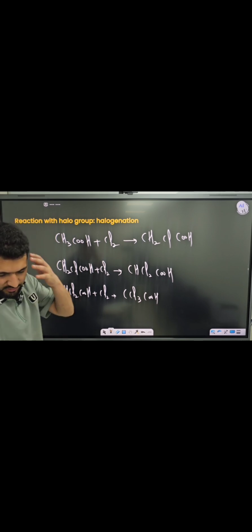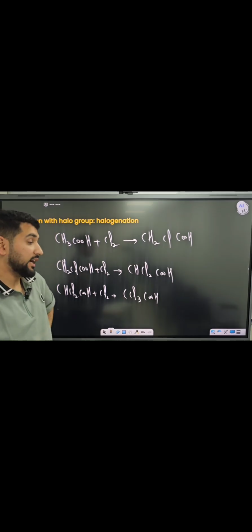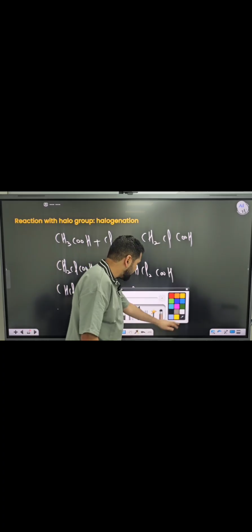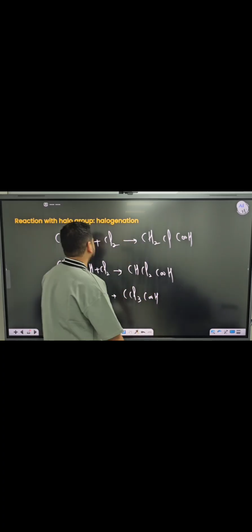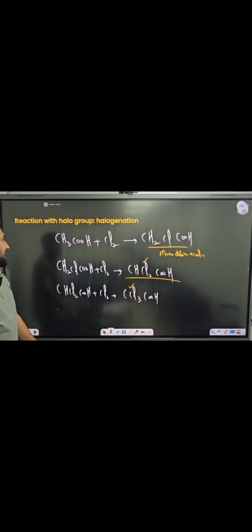Done guys. I hope that is clear. I'm very much tired, right? Okay guys, look here. This is called monochloroacetic acid. This is called dichloroacetic acid. This is called trichloroacetic acid, right? So this is halogenation.